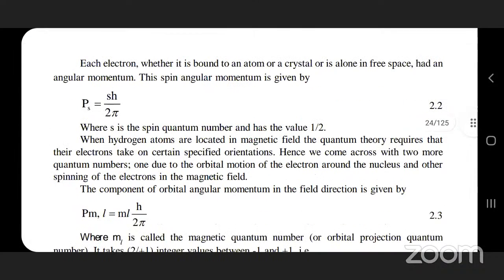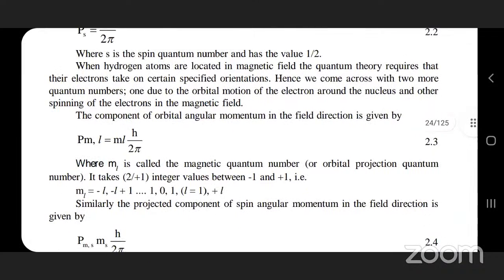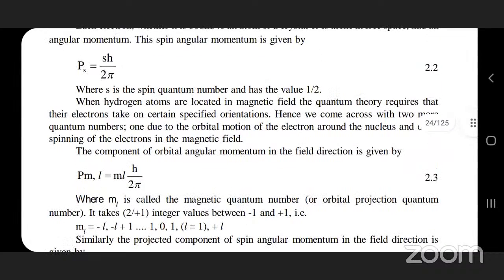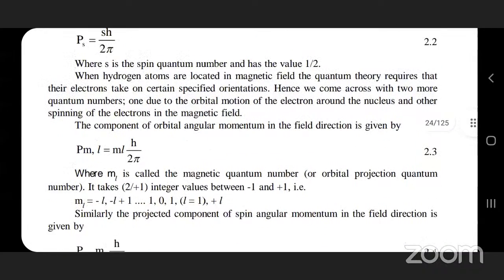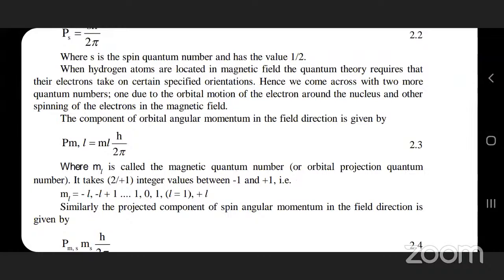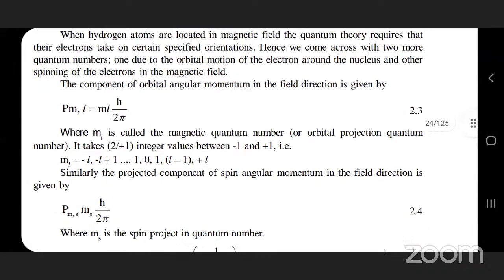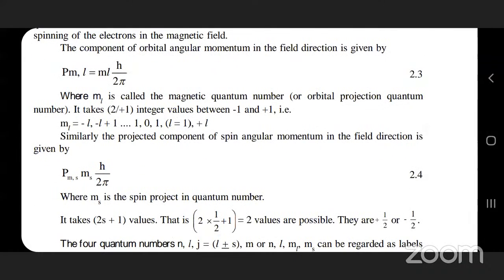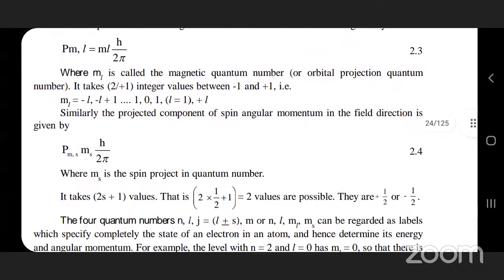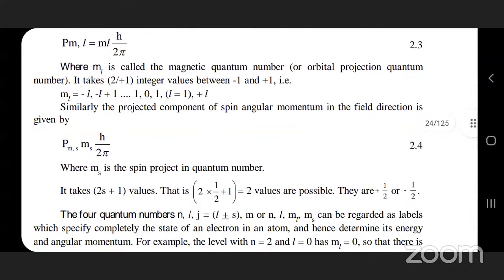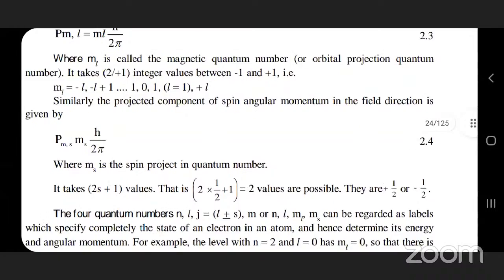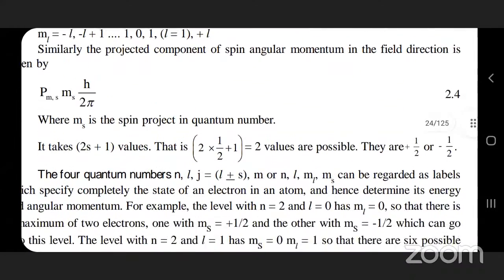For spin and orbital angular momentum, PS equals S h by 2 pi and PM equals ML times h cross by 2 pi, and MS, PMS. That is a print mistake you can see here, in equation 2.4.